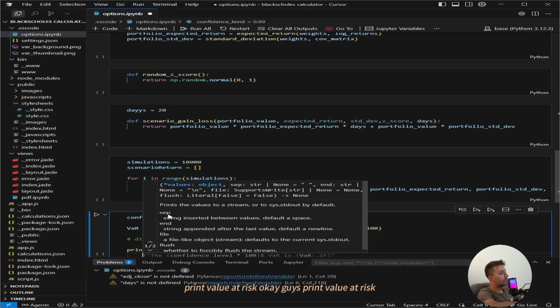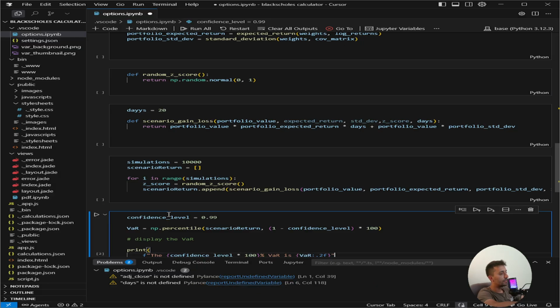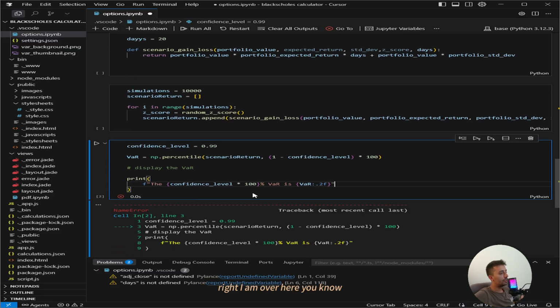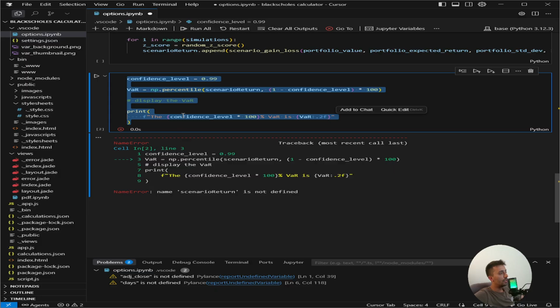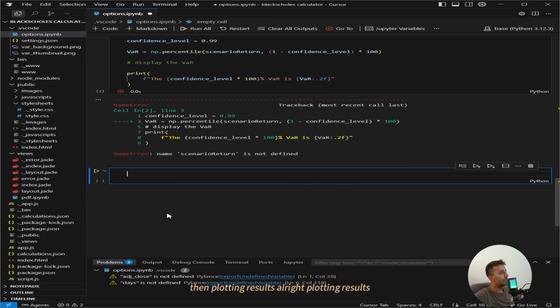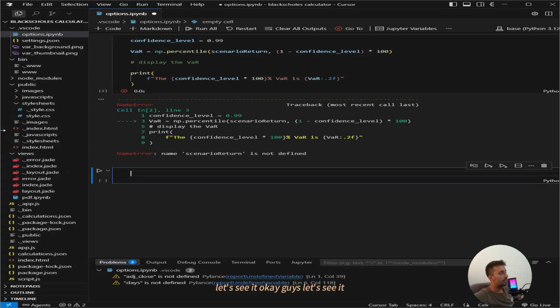Print value at risk. Okay guys, print value at risk. All right, I have an error here, my bad. Then plotting results. Step 9 is plotting results, called visualizations. This visualizes the distribution of portfolio gain losses over the simulated period and highlights value at risk. And let's see it.